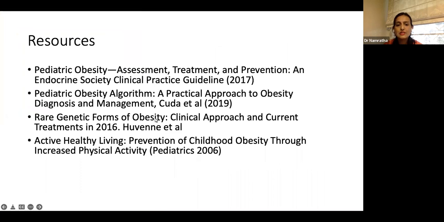So these are my resources. There are a lot of guidelines and articles available, which can give us an idea as to how to approach obesity in children.